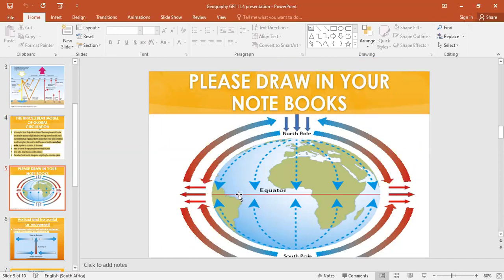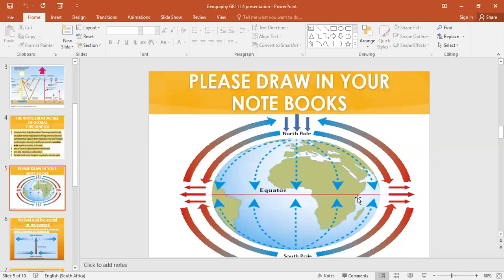The equator records the highest temperatures on Earth, which means the temperatures will be indicated with this red color that you see. Can you see that? Yes, sir. All right. So the red will represent the high temperatures at the equator.